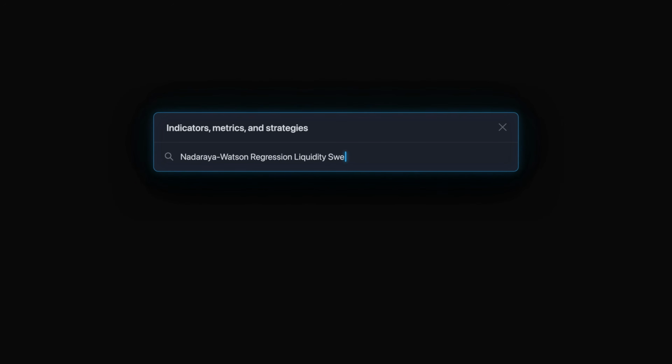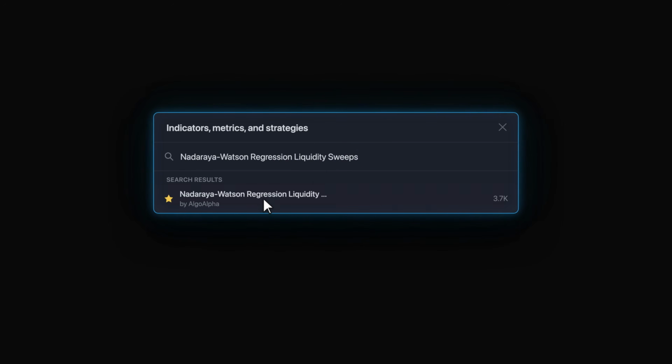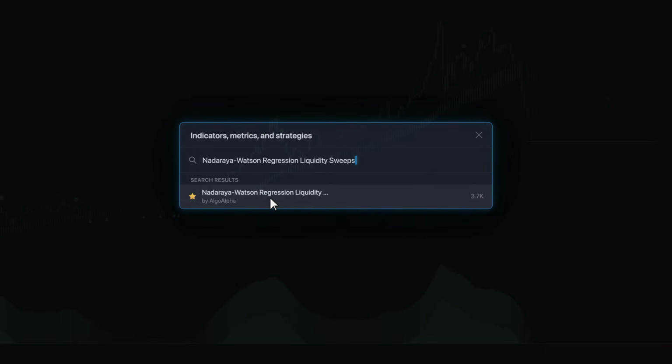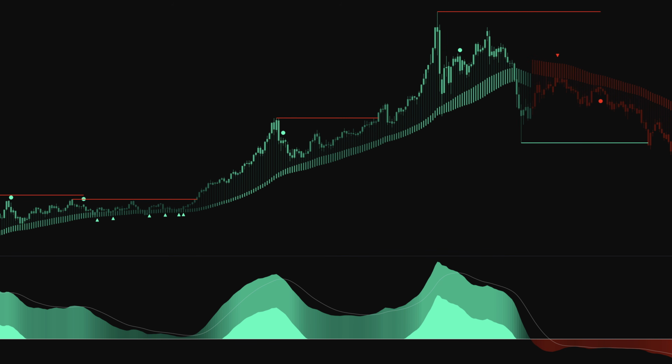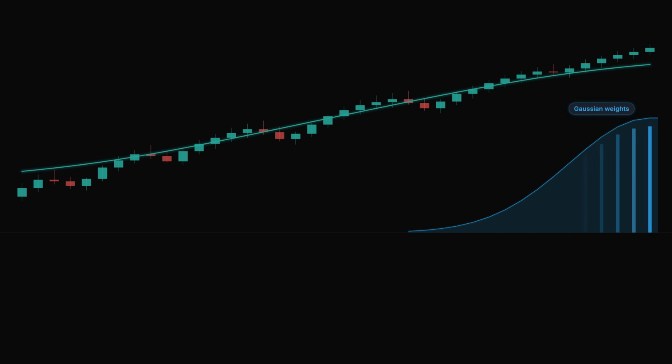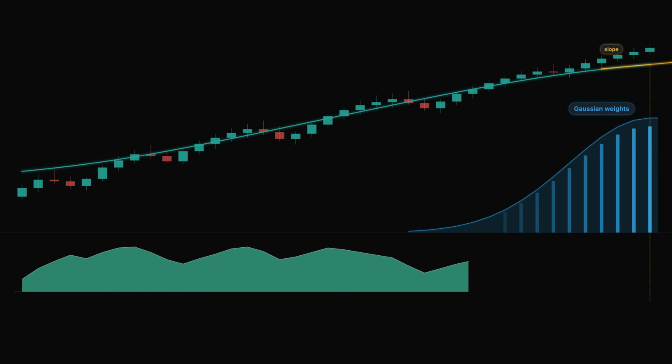Nadaraya-Watson Regression Liquidity Sweeps, created by Algo Alpha, sits in a lower pane and is built on a kernel regression of price. A Nadaraya-Watson curve smooths the close using a Gaussian weighting that leans heaviest on the most recent bars, and the slope of that curve, normalized and smoothed, becomes the oscillator that drives everything on the chart.